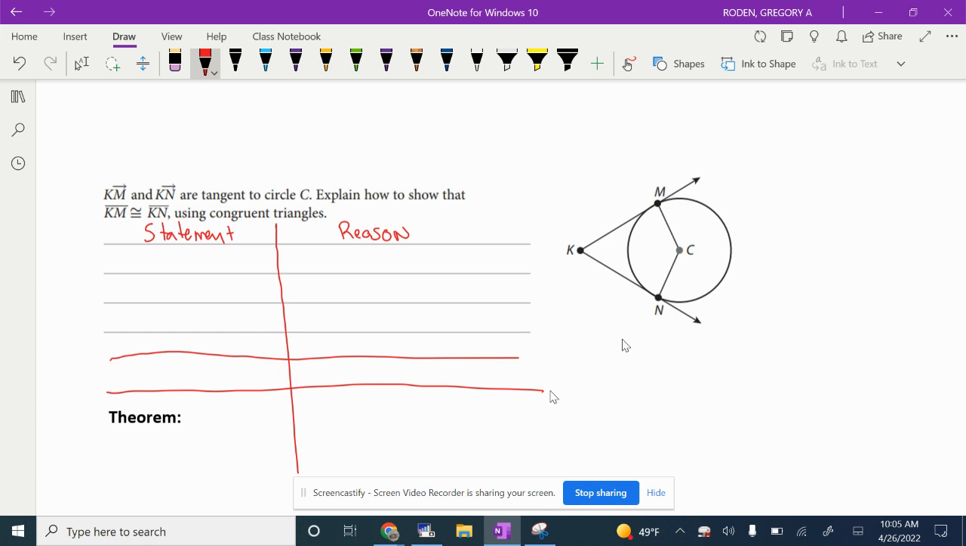Okay. So we are going to prove this. So let me read this out loud while you're copying it down. We know that KM and KN are tangent to circle C. How do you show that KM is congruent to KN using congruent triangles?